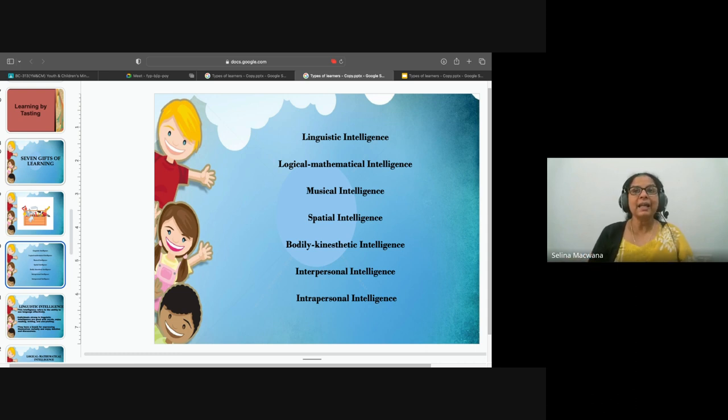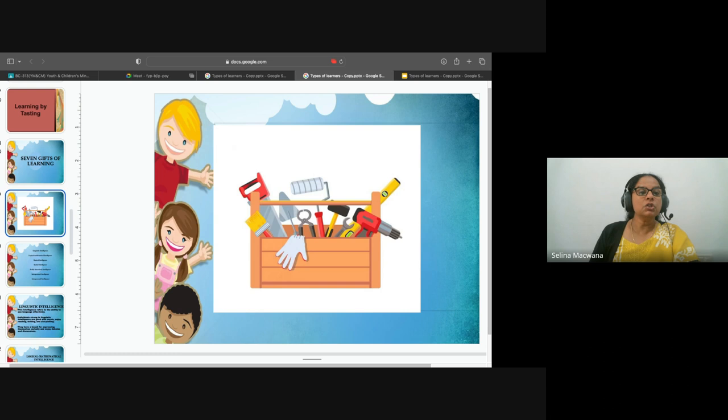It's basically like having this toolbox here in this picture. Show the toolbox. In this toolbox, there are various tools, right? But can you use all these tools for painting a wall?